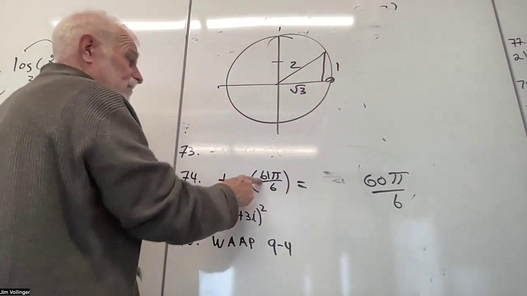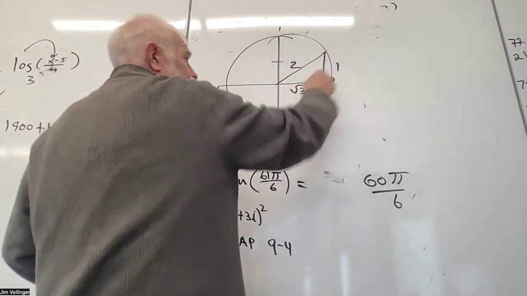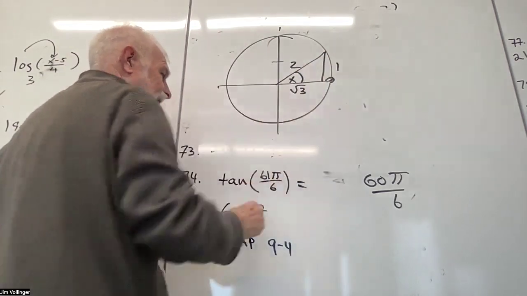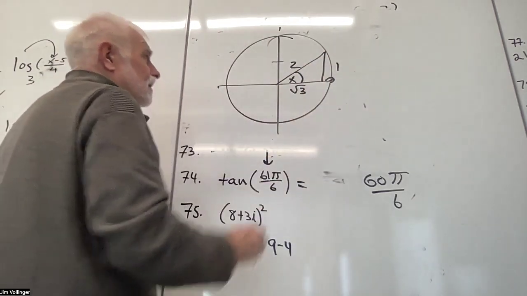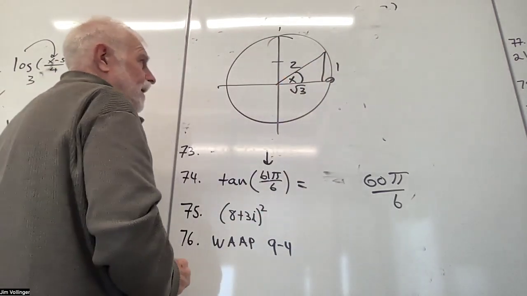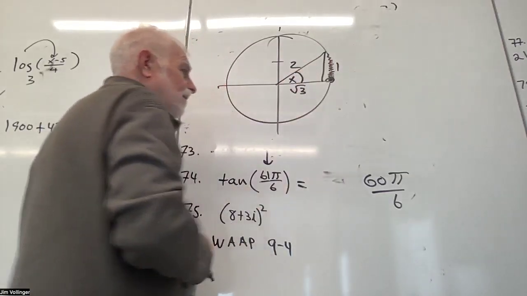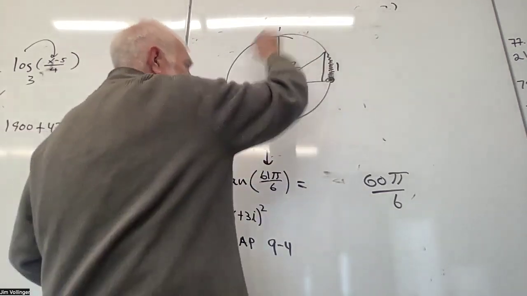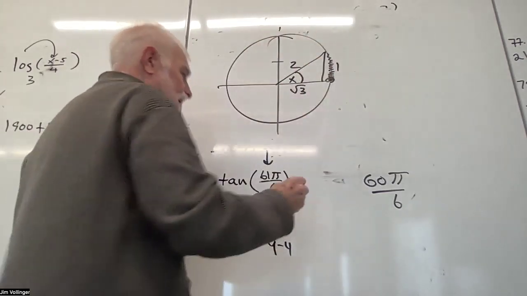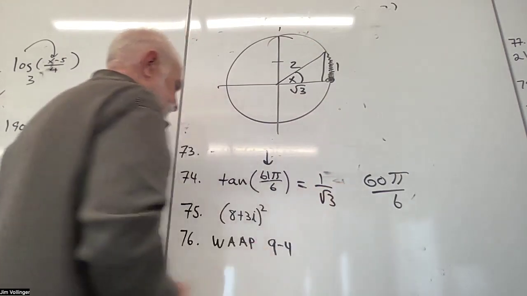And so what is the tangent of 61 pi over 6? Opposite over adjacent, because this is the angle, calling it x. And this is the arc length distance on the circumference. Well, of course, I did 5 times around and then that. So the answer is 1 over root 3.